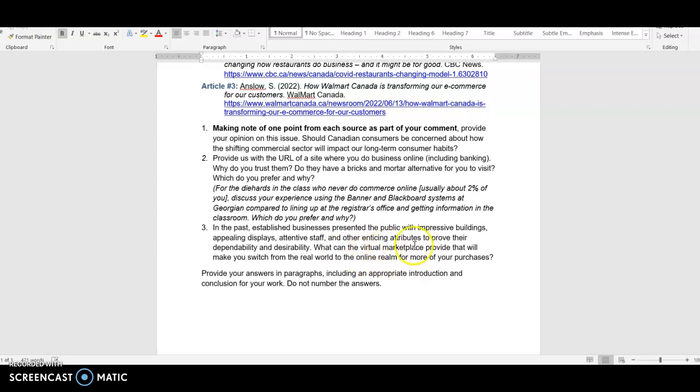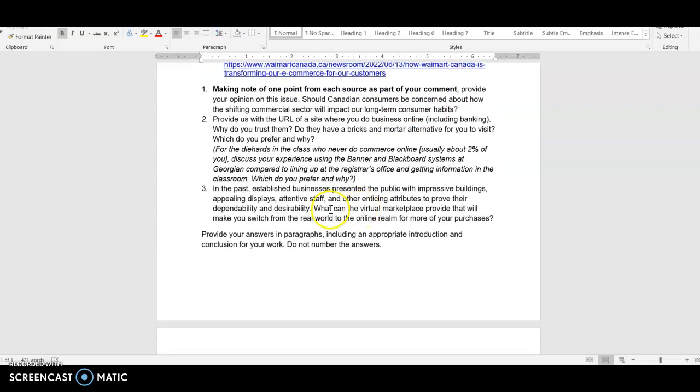I want you to think about what the virtual marketplace can do to entice you in different ways to make purchases from them. So those are your 3 questions to be answered by Wednesday. Please write paragraphs, especially for the first question. Include an appropriate introduction and conclusion for your work.